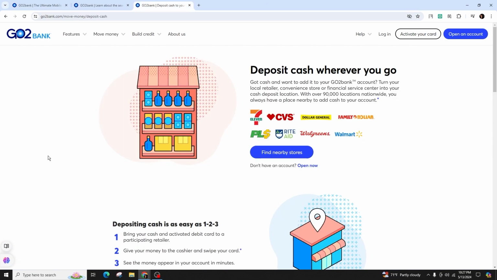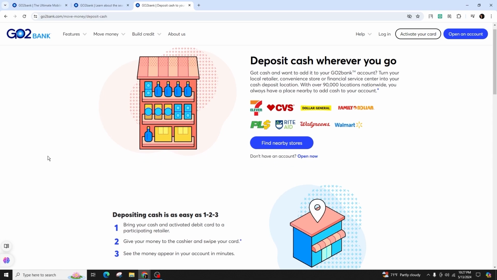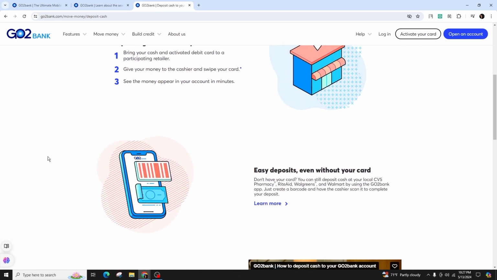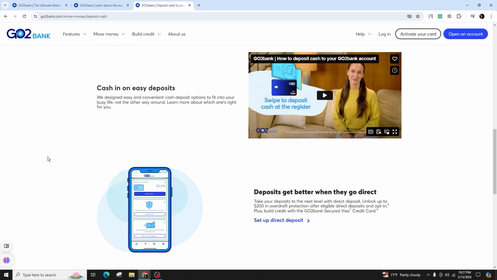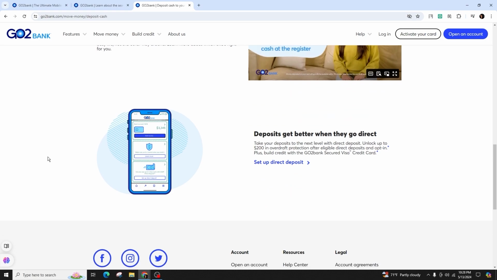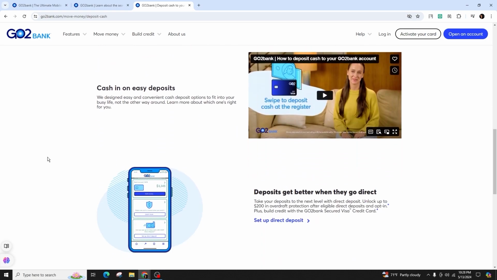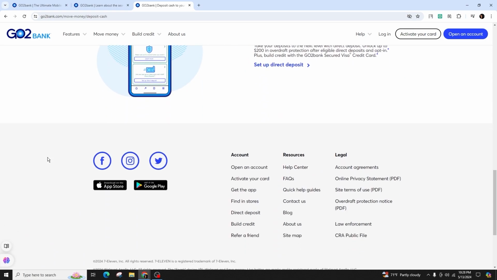First of all, you have to bring your cash and activated debit card to the participating retailer, and then hand your money to the cashier and swipe your card. Watch the money appear in your account within minutes. Deposit cash at CVS, Rite Aid, Walgreens, or Walmart with the GO2 app. Create a barcode for the cashier to scan, an easy and convenient option to fit your busy life.